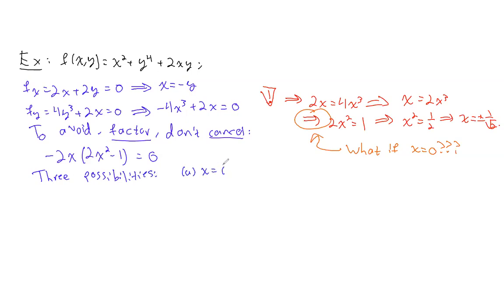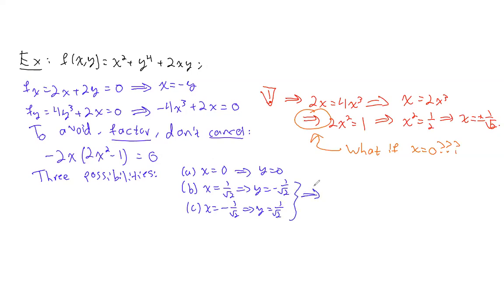We could have that x equals 0, and if x equals 0, because x equals negative y, that means y equals 0. We could have, again, x equals 1 over root 2, in which case y equals negative 1 over root 2. Or we could have x equals negative 1 over root 2, in which case y equals 1 over root 2.